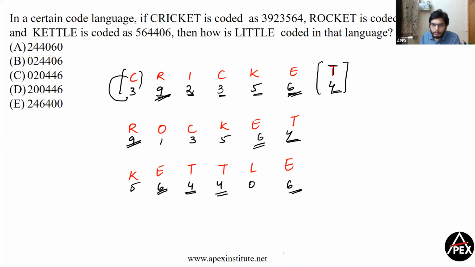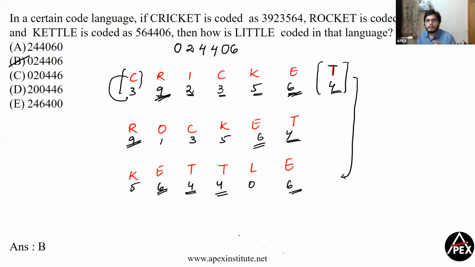Now, little is coded in that language as L. Code for L is 0, I is 2, T is 4, L is 0 again, and E is 6. 024406. Do we have that in options? Yes, option B. So option B should be the right answer. Okay, but before that, please check this. Clear? Don't answer these type of questions before checking this. Clear, guys? Yeah. So moving ahead.